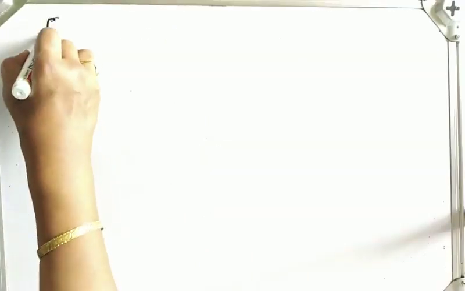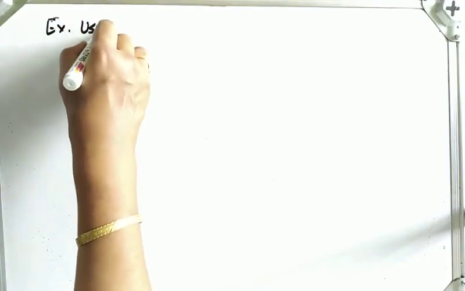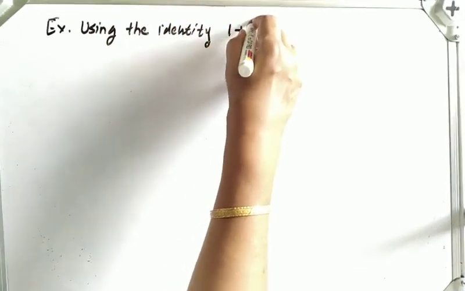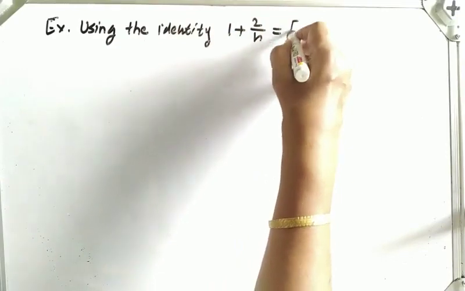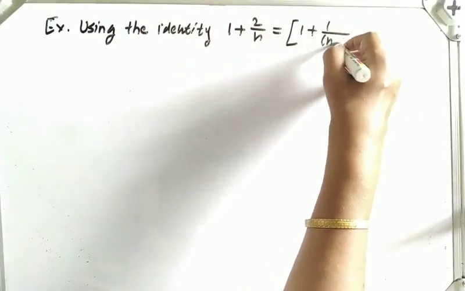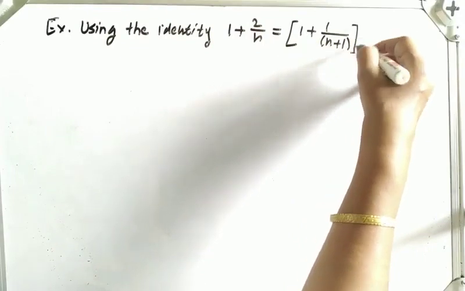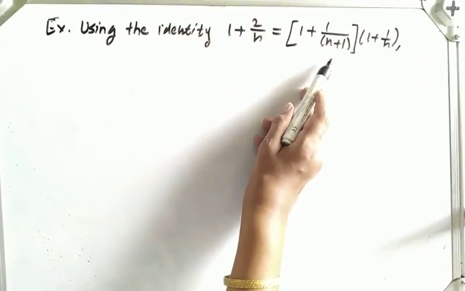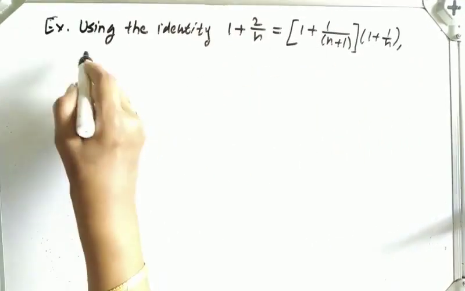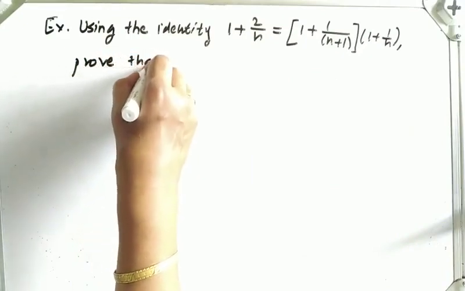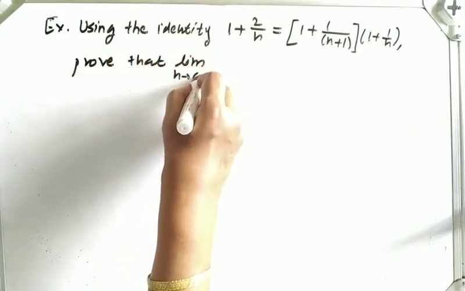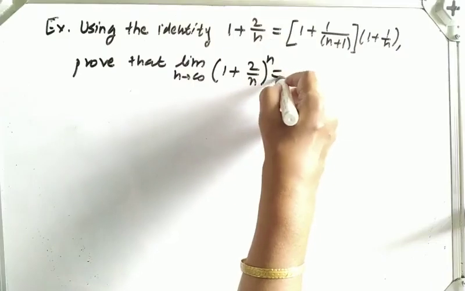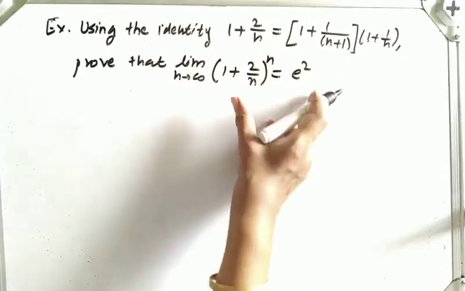Next example. Using the identity 1 plus 2 upon n is equal to (1 plus 1 upon n plus 1) into (1 plus 1 upon n), which is given, prove that limit n tends to infinity of (1 plus 2 upon n) raised to n is equal to e square. Okay, we have to prove this.